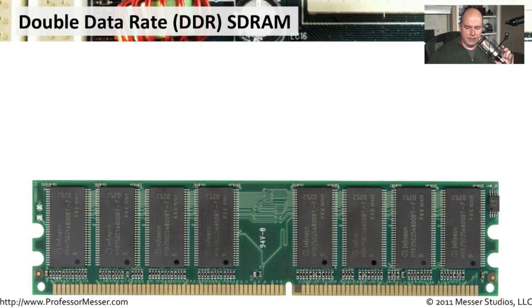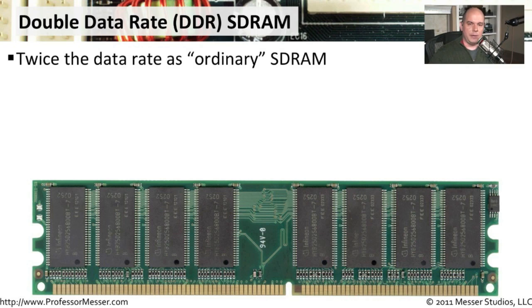This DDR SDRAM is something that is called double data rate. When we first introduced this, it was twice as fast as what we had at the time, as the ordinary SDRAM that we were working with. And sometimes you're asked on your exam that you've got this memory DIMM, and on it is this DDR memory.